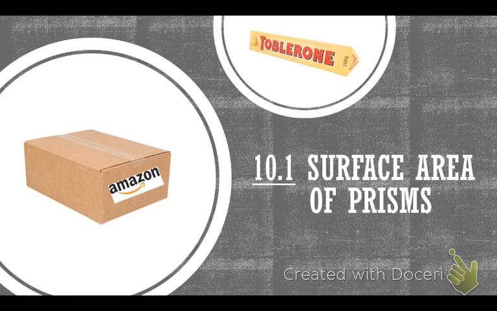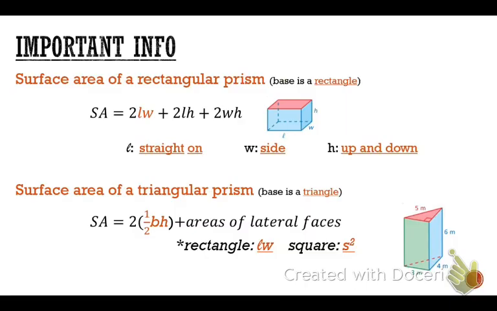If you look right here, this Amazon box has a base of a rectangle. And then you could see over here this candy, which I've always been kind of curious what these taste like. I've never had one of these before, but I've seen them at the store. It's got a base, as you can see here, of a triangle. So today we're going to be talking about those two specific shapes.